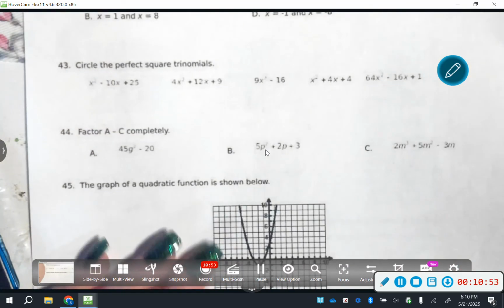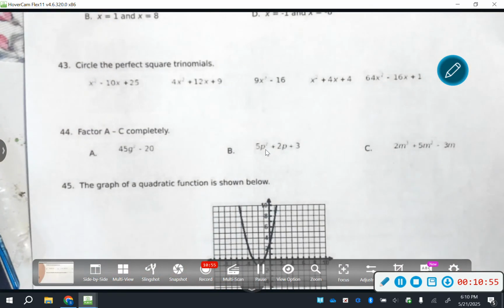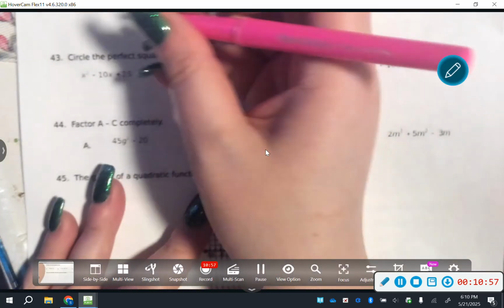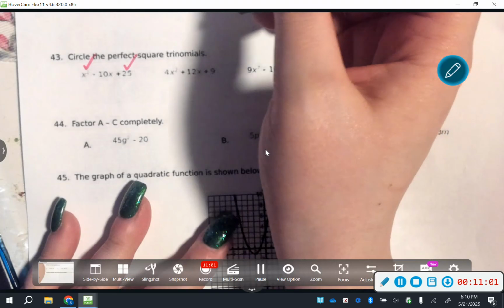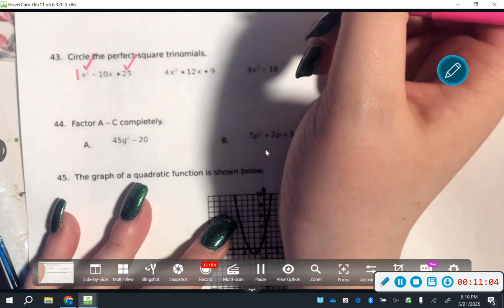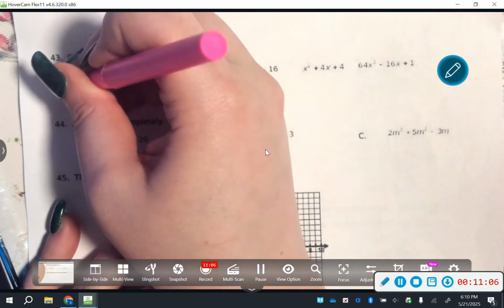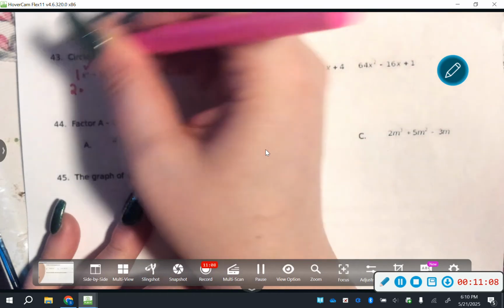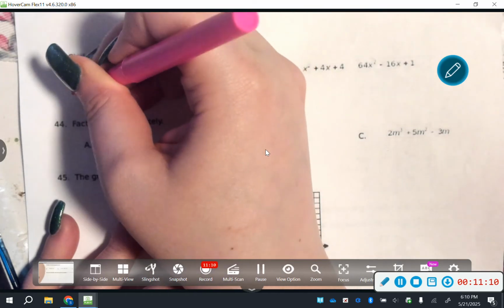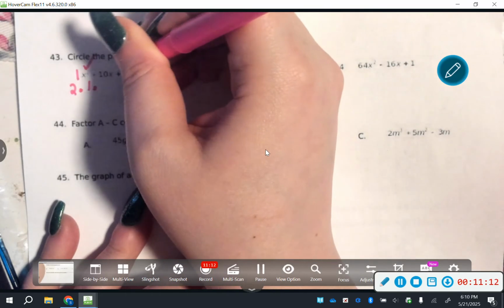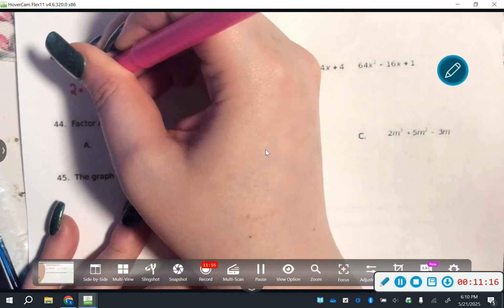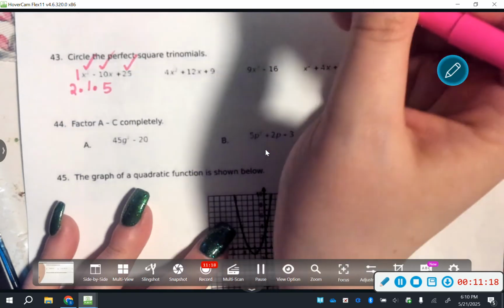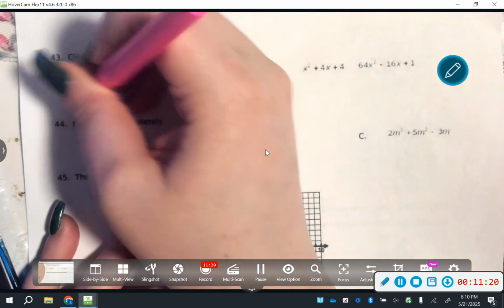Once again, PSTs, we kind of talked about on the other page. X squared is a perfect square. 25 is a perfect square. If there's no number in front of x squared, it's 1. To check the middle term, we do 2 times the square roots. The square root of 1 is 1, the square root of 25 is 5. 2 times 1 is 2, 2 times 5 is 10. Our term in the middle is good. This is a PST.